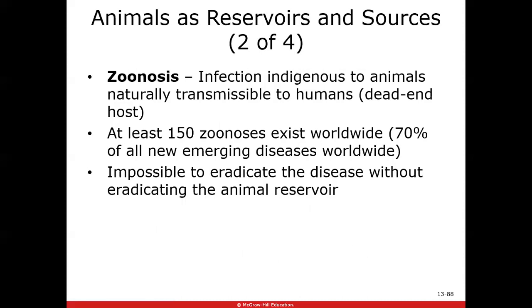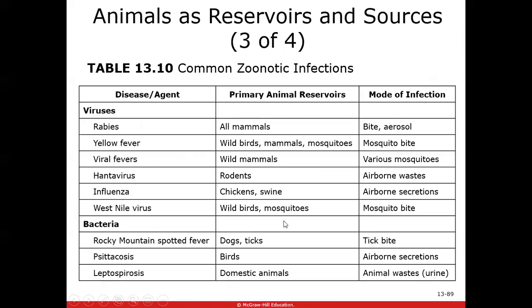Then we talk about zoonosis. So infections indigenous, which means they're normal, in animals, naturally transmissible to humans. At least 150 zoonoses exist worldwide. 70% of all new emerging diseases worldwide come from animals. So it's impossible to eradicate these diseases without eradicating the animal reservoir. So the animal holds on to it and transmits it to humans. That's what they call zoonosis.